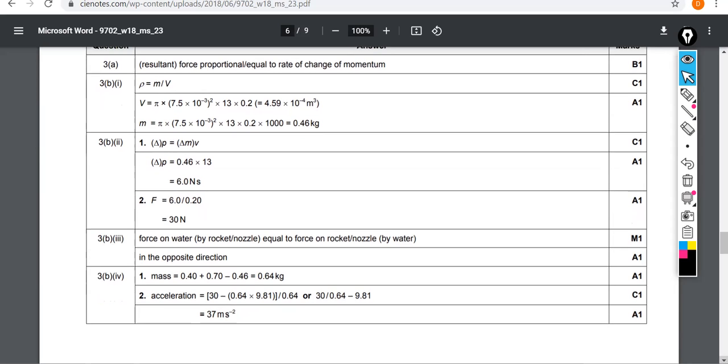And then look at the two ways that they've approached the final calculation. You could have taken 30 minus 0.64 times 9.81. That's what we did, right? We calculated the weight and we said, well, this weight opposes the thrust force, divided by the mass. But you could have done the calculation that we originally did, which was take the thrust force divided by the mass 0.64 and then subtract away 1 g-force. Okay, and so that gives you the same answer right here.